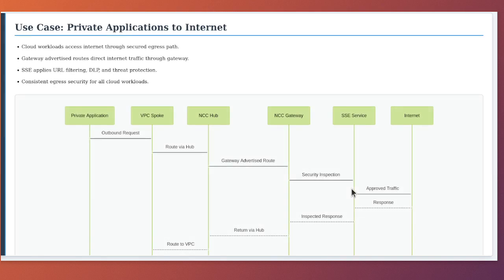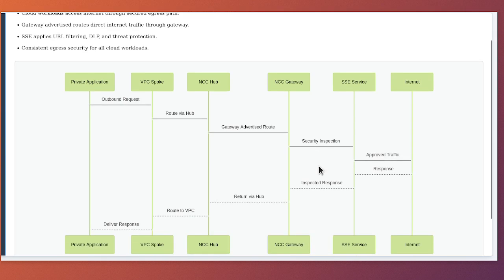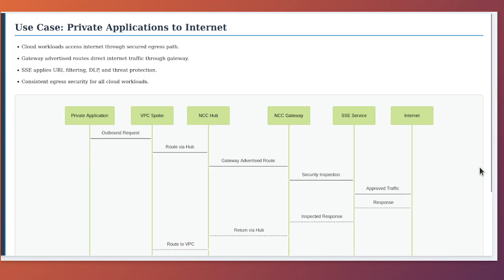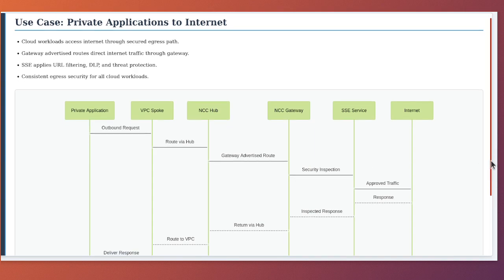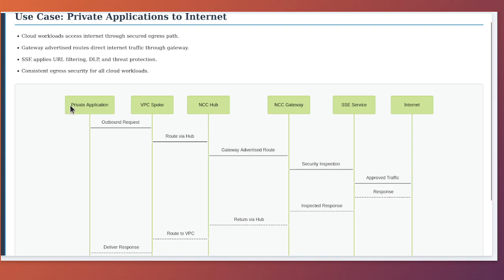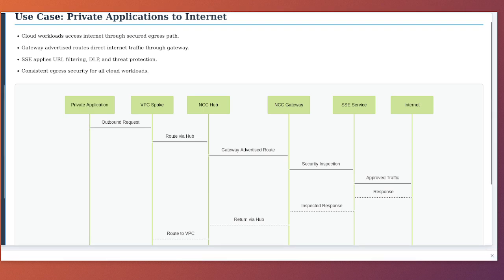Use case: private applications to Internet. Let me explain the traffic flow for the private applications to Internet use case, which secures outbound Internet traffic from your Google Cloud workloads. The private applications represent workloads running in your Google Cloud VPC networks. These might be Compute Engine virtual machines, GKE containers, or other services that need to access Internet resources such as external APIs, software updates, or third-party services.